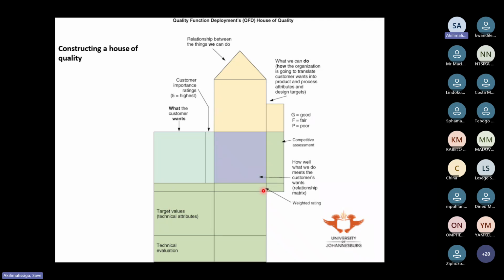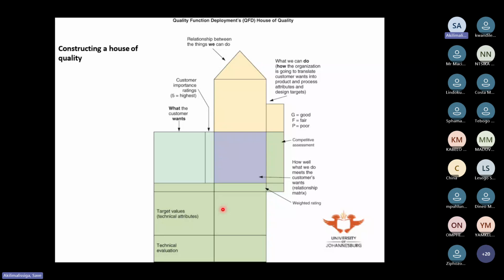So that is the overview of a house of quality. So you have the different departments that you need to have, and also the necessary information that you need to input into each of the compartments of the house of quality. So the last part here, as I mentioned before, we're not going to touch it. That is not at your level. As you progress, probably you will have the opportunity to talk about the target values and technical evaluation. But that is mostly for those who are doing operations management. That's their major.